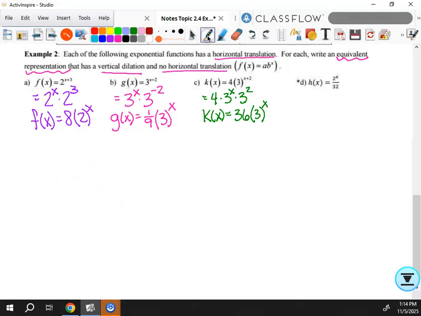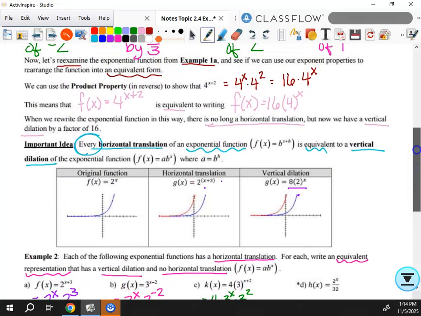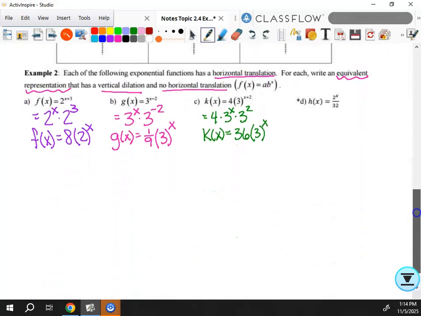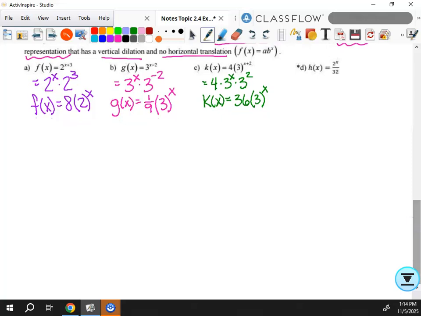All right. But what we're going to do here, right here, instead of looking at that as division, let's look at it as multiplication and rewrite this as 1 over 32 times 2 to the x power. Isn't that the same thing? But now I see it as a vertical dilation, which would be a compression, not a stretch, but we still talk about it as a dilation.